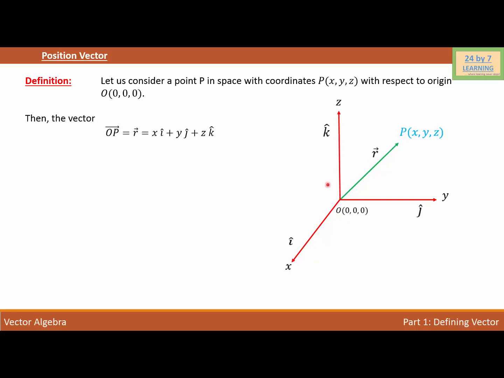In order to write the vector, I can write OP, which is basically vector r right here, is equal to xi plus yj plus zk. So technically, I'm writing the x component of the vector with i, the y component with j, and the z component with k. And then I'm adding all those terms together to find the vector OP, which is vector r, where i, j, and k are the unit vectors along the x, y, and z axes.